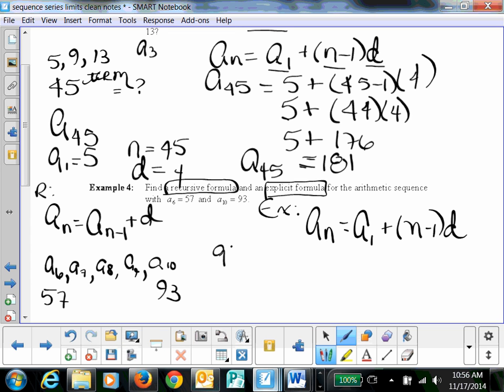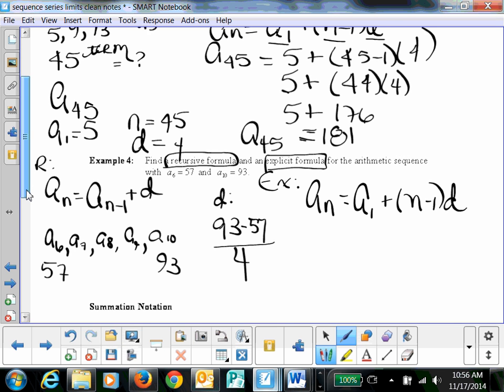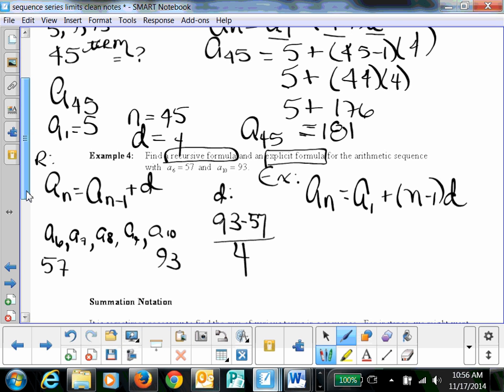So 93 minus 57 divided by the number of jumps. Well, how many jumps am I having? I'm going from the 6th to the 7th to the 8th to the 9th to the 10th. That's 5 terms, so how many jumps? 4 jumps. So what is 93 minus 57 divided by 4? 9. Therefore, my recursive one is easy. It is a sub n is equal to a sub n minus 1 plus 9.